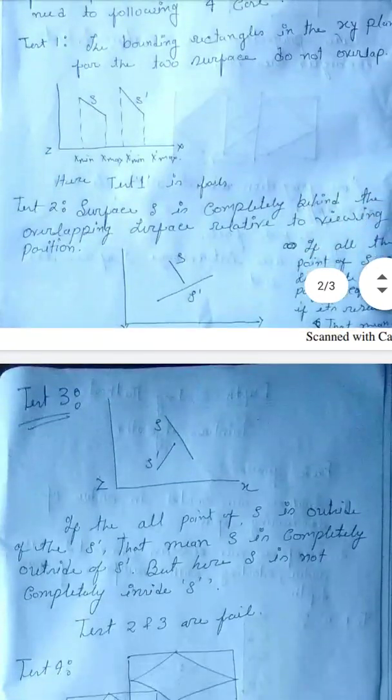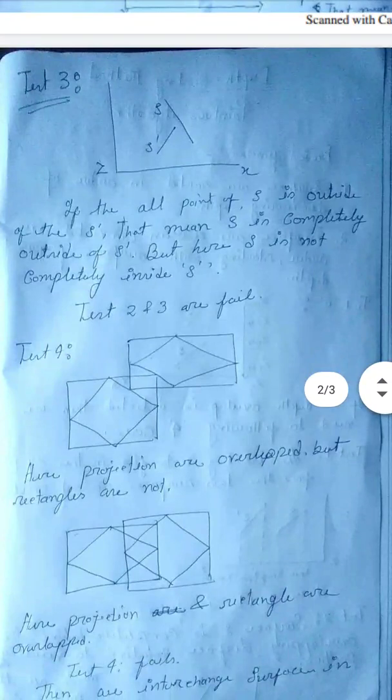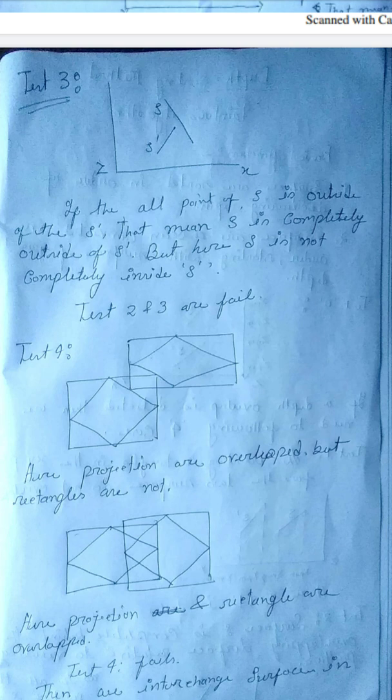Okay, if you go to test 3, then what happens? Look at this picture. Here are S and S dash, these two surfaces. If all the points of S are outside of S dash, that means S is completely outside S dash, but here S is not completely outside S dash. So here test 2 and test 3 fail. Okay, if test 3 and test 2 fail, then we will go for test 4.